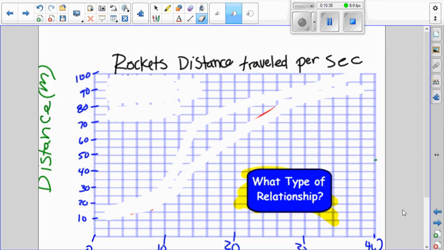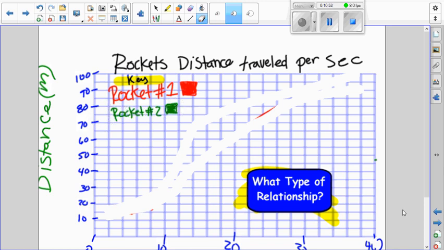Here's how I put a key. I did this: rocket number 1 equals red. I just put a red blob. That way, if Emerson's reading my graph, she's like, okay, the red stuff is rocket 1. She has no doubt in her mind. It's very simple. And I just put rocket 2, green blob. Anything in green is for rocket 2.